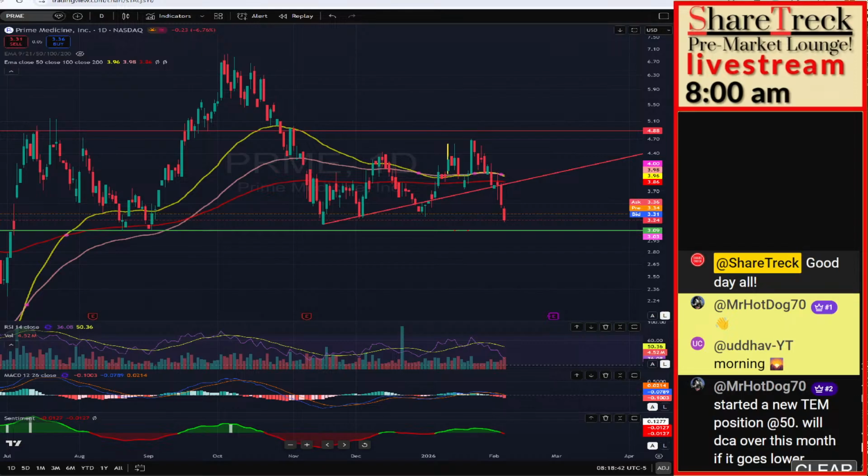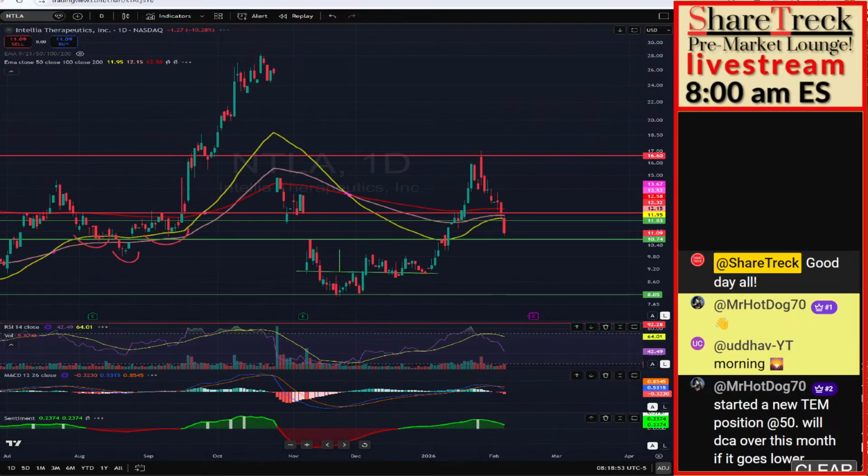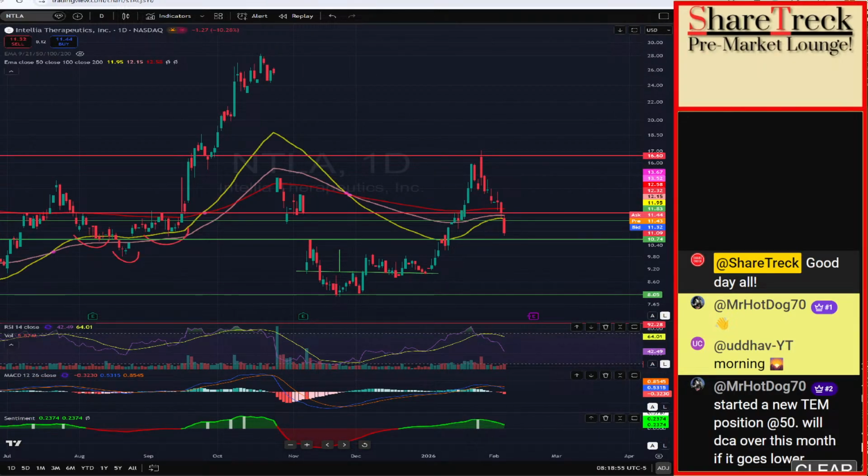Let's look at Prime. Prime is up 2.93% in pre-market trade. The resistance could be around 3.42. And as you can see, the chart is so weak. We are below all the 3 exponential moving averages. It's very bad.